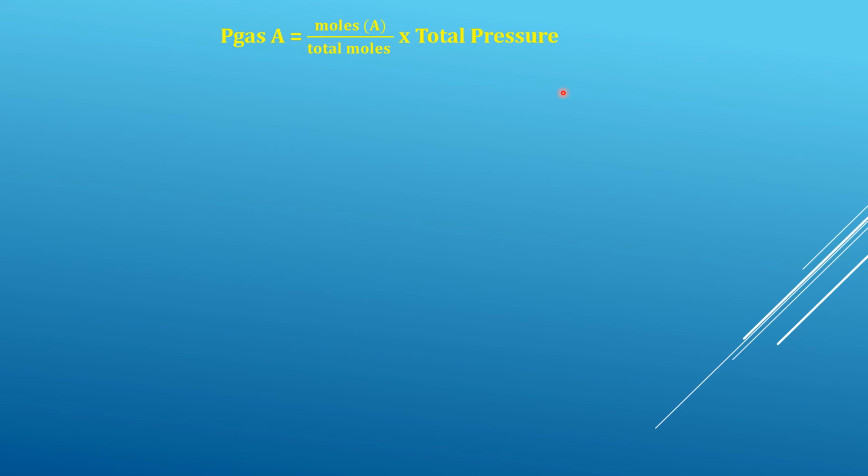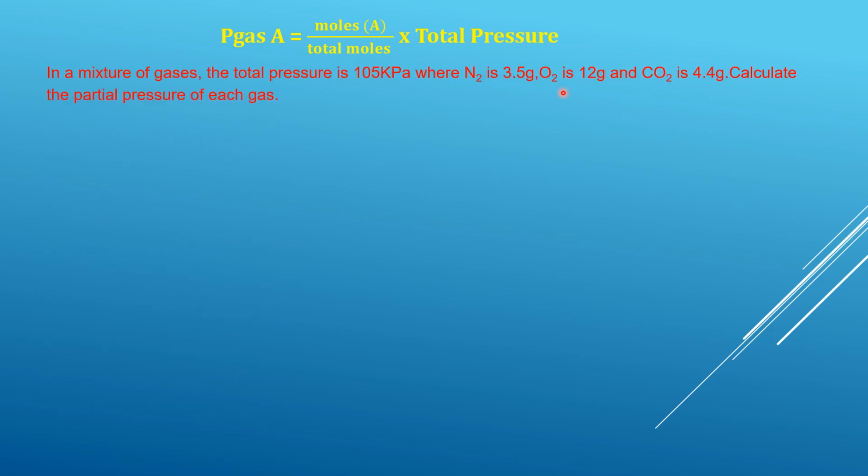Now, the last bit of Dalton's law is this equation here, which we have learned previously. If you are given the total pressure and the mass of individual gases, and you are asked to find the partial pressure, this is the formula that we use. So let's see one question. This is the kind of question that will be given. You are given the total pressure here, which is 105 kilopascal, and you're given the masses of the following gases.